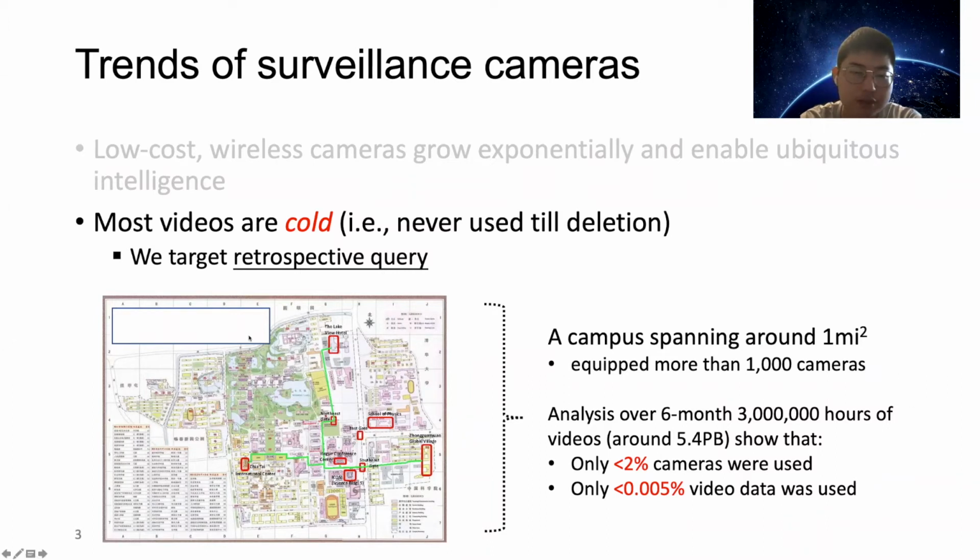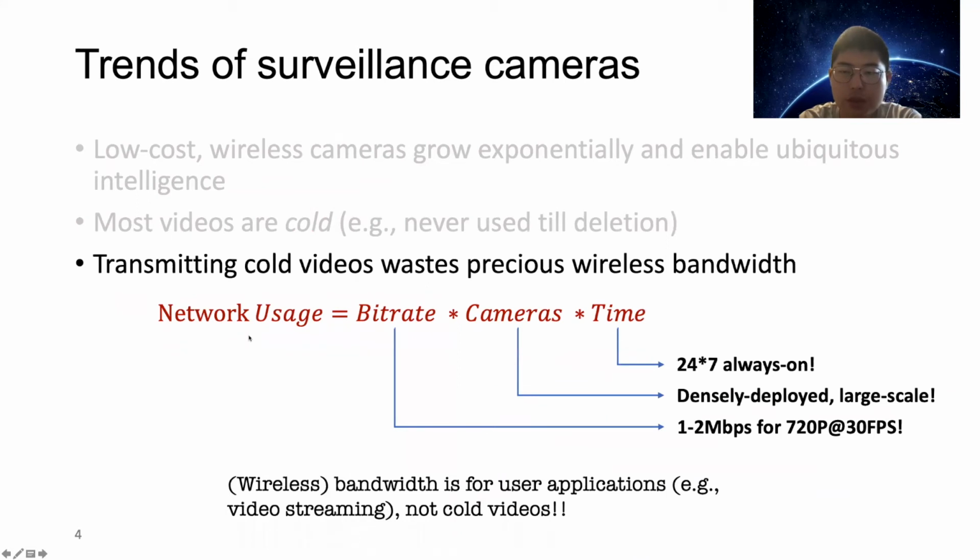and the need for examining such events emerges well after the fact. Of course, transmitting those cold videos to a central server wastes a lot of precious wireless bandwidth, noting that the video data is large, 24/7 always on, and we are talking about very large scale and dense deployment. So even if edge servers are used, you cannot avoid the waste of wireless spectrum, which is very limited and should only be provisioned to user-centric applications, like playing video games instead of transmitting cold camera videos.